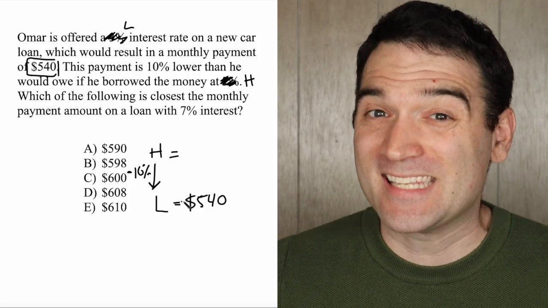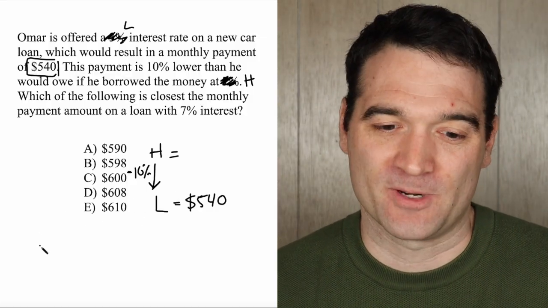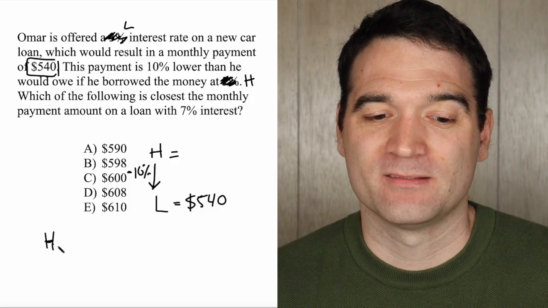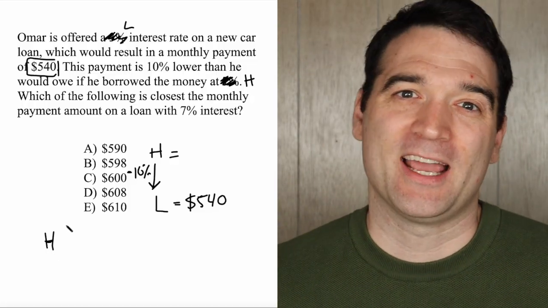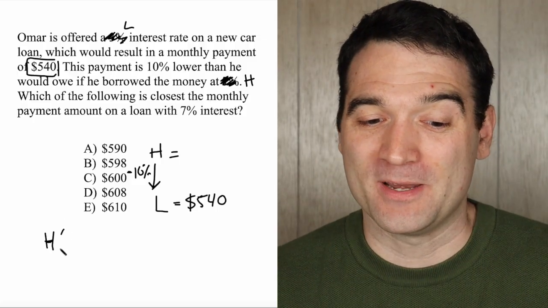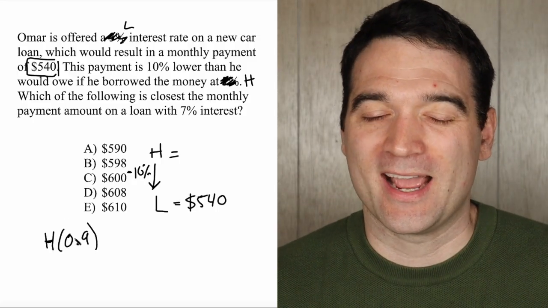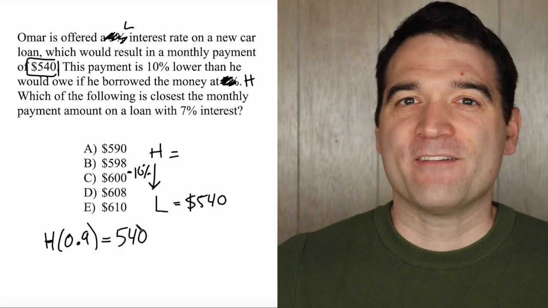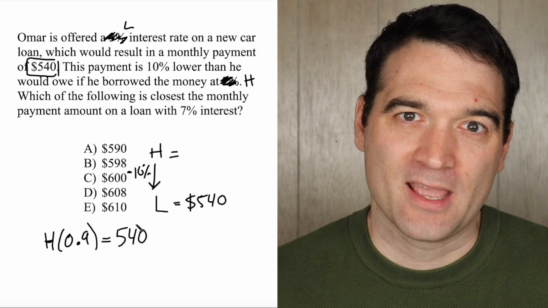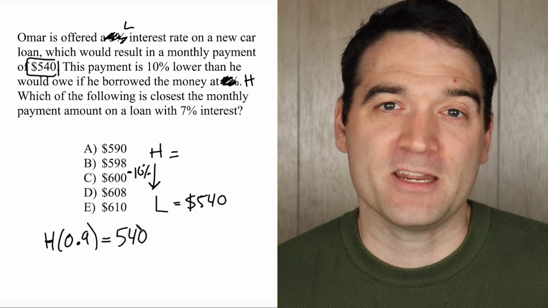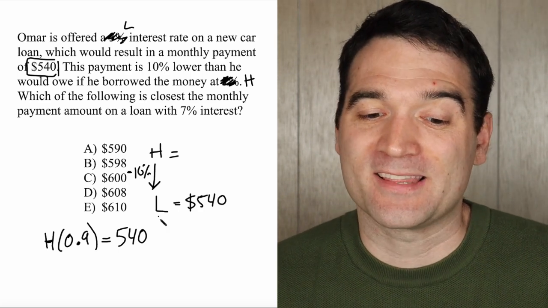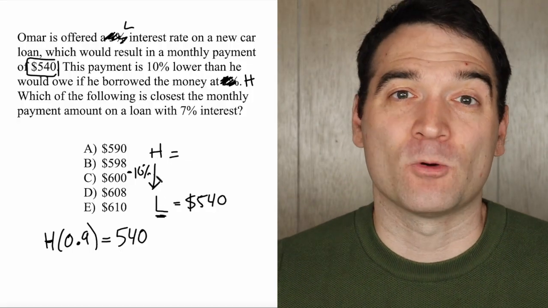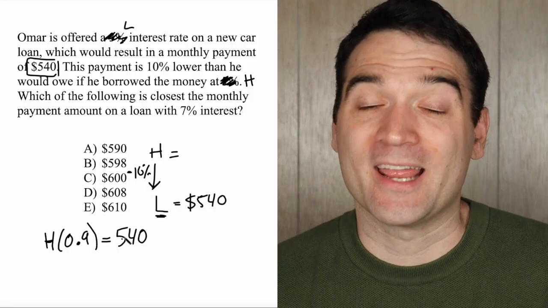That doesn't work. Instead, what I'm going to have to do is a little bit of algebra. So here's what I'm going to do. The high interest rate minus 10% of the high interest rate, a way to do that would be to multiply this by 0.9, is equal to 540. I'll explain that in just a second. Think about it this way. If I'm taking away 10% of something, how much is left? 90%. So effectively what I'm saying is that the monthly payment on the low interest rate is 10% lower than the high interest rate. And that's why I can set up this equation.